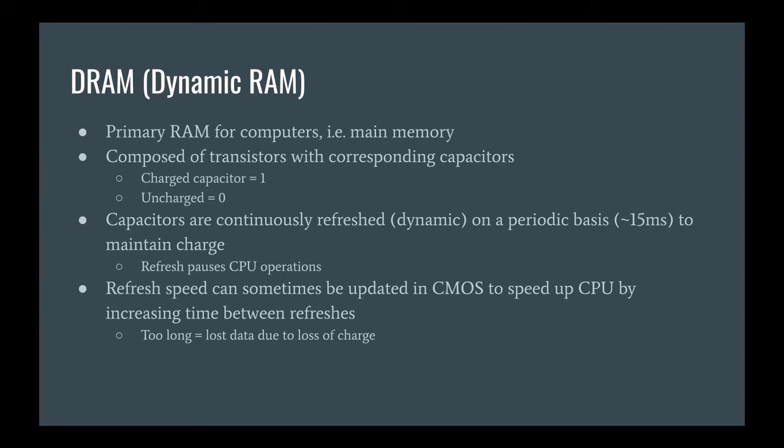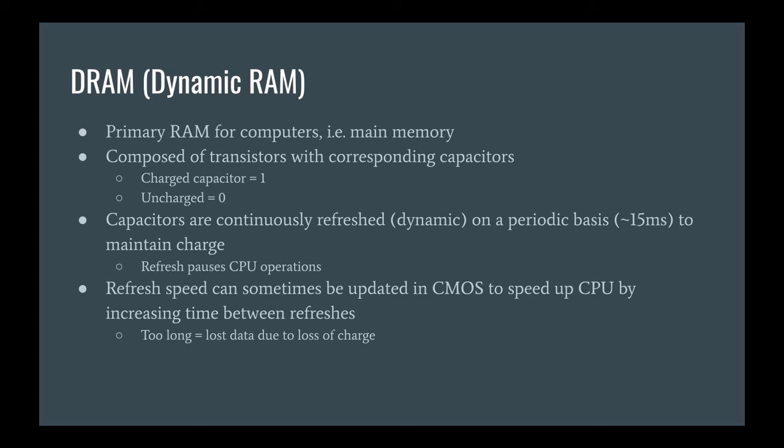So they are continually refreshed, the dynamic part of DRAM, on a periodic basis, approximately every 15 milliseconds, to maintain that charge. Basically what happens is the CPU is running along and it has to pause and not perform any operations and allow the power system to go through and refresh whatever the state is of those capacitors. And that allows them to maintain the ones and the zeros.